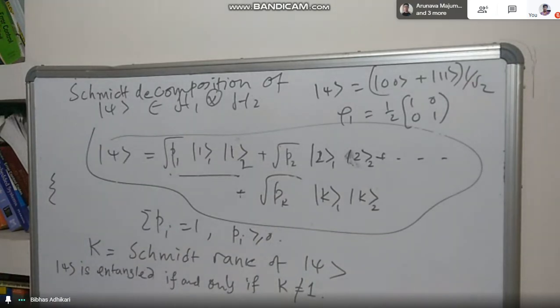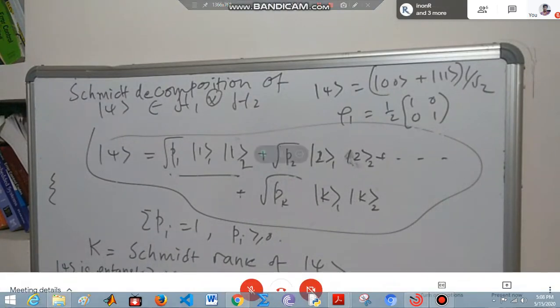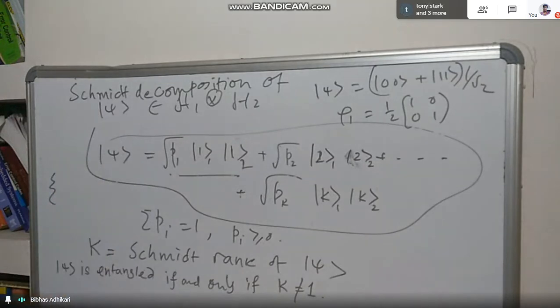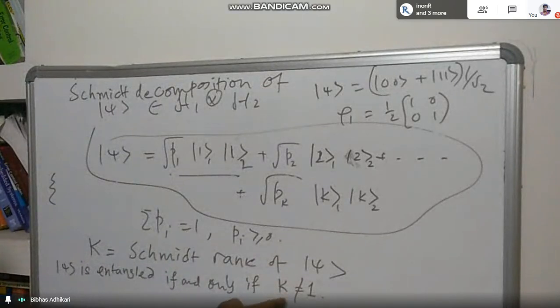And then this could be a criterion for testing whether a bipartite pure state is entangled or not. A pure state is entangled if and only if the Schmidt rank is bigger than 1. If it is 1, then it is separable. So a state is entangled if and only if this k is not equal to 1.